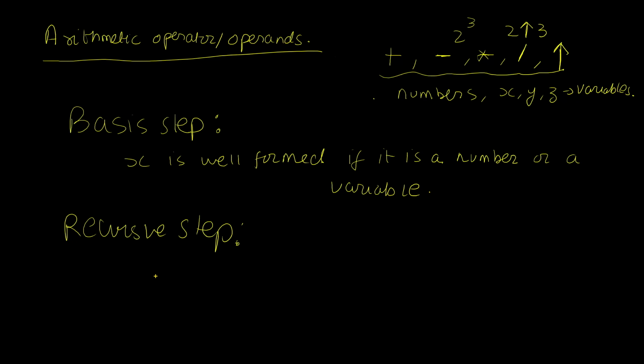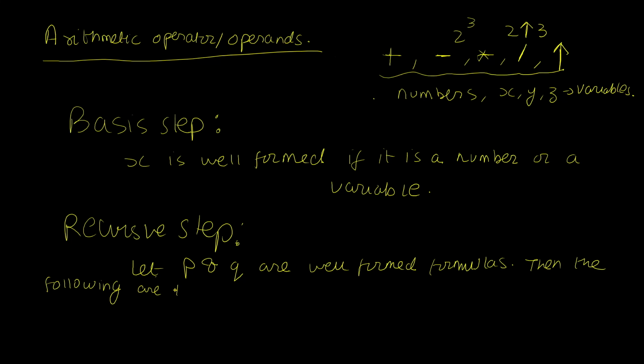Okay, and for my recursive step, how many elements do I need to pick? The least elements that I need is still 2, because addition requires at least 2 operands, and so do all of these others. So we'll just assume, let P and Q be well-formed formulas. Then the following formulas are also well-formed. And let's capture the concept of each of these operands. Plus requires 2 things. So I'll say P plus Q is a well-formed formula.